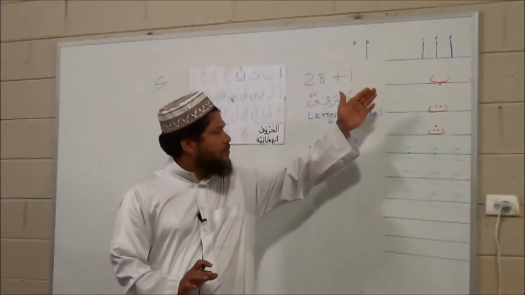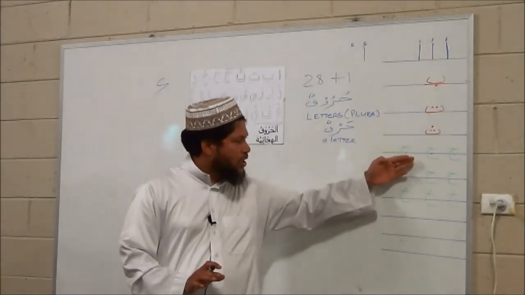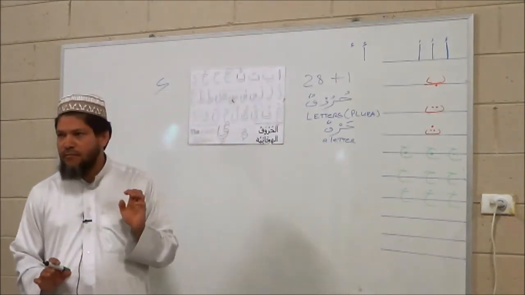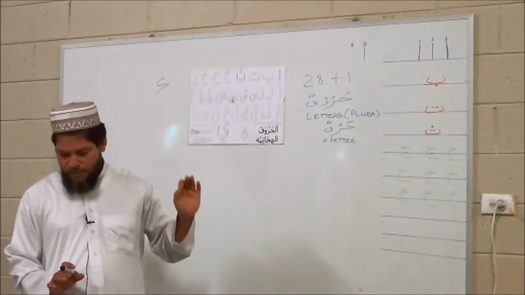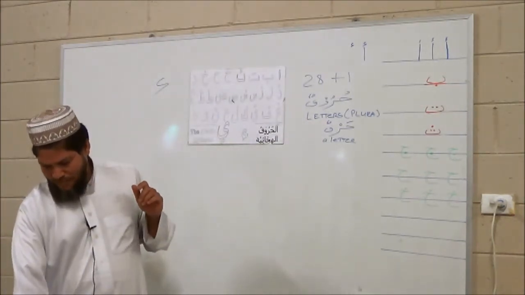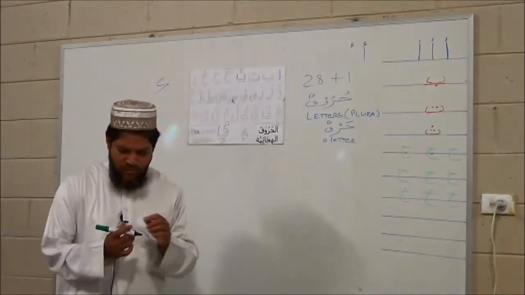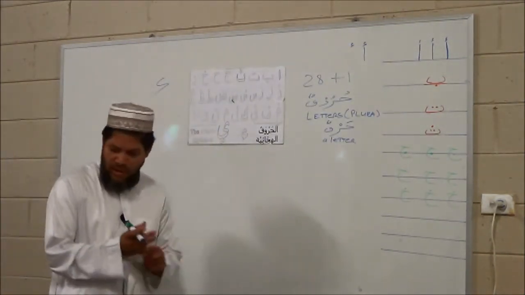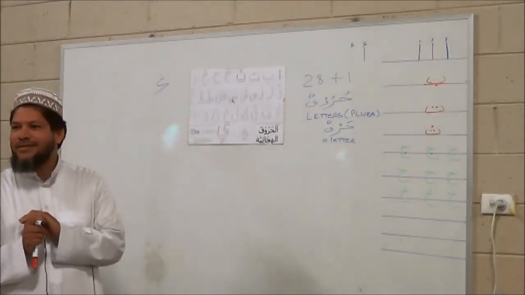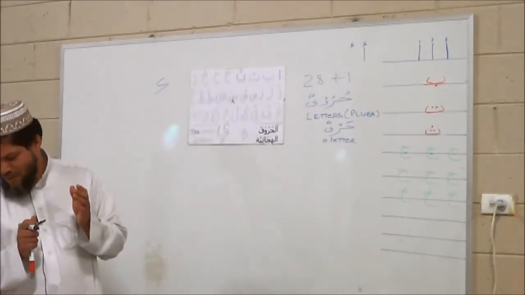Alif, Ba, Ta, Tha, Jim, Ha, Kha. Need more letters, brothers? You can do 2 or 3 more letters.